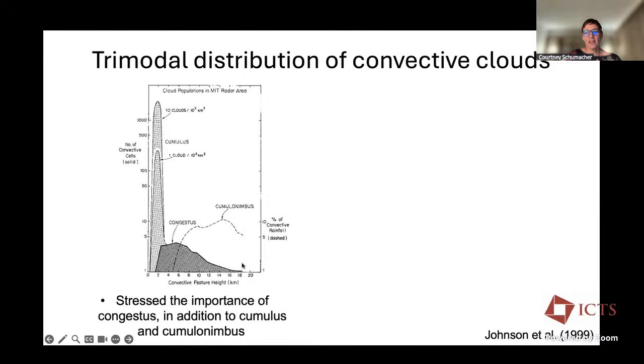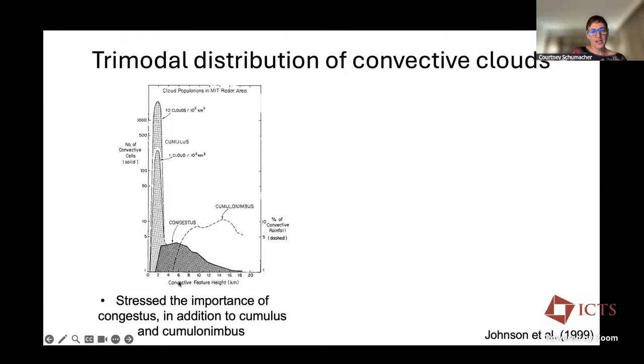And so there's a very, hopefully some of you have heard of this. It's the trimodal distribution of convective clouds. It's a very famous paper by Dick Johnson and colleagues from 1999 that took a lot of observations from radar, from just going out, being on ships, like during TOGA COARE, for example, in the West Pacific.